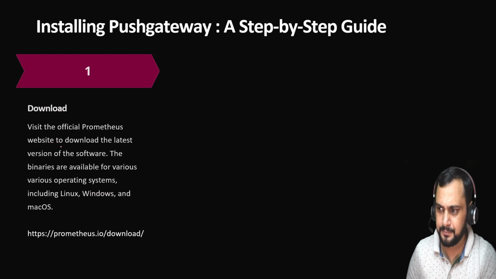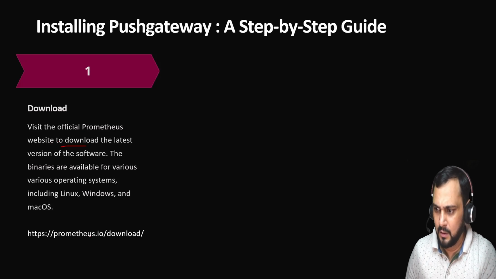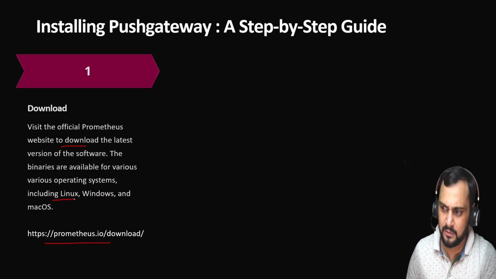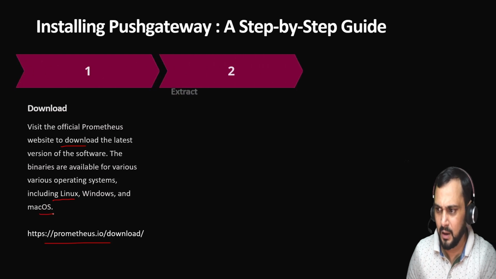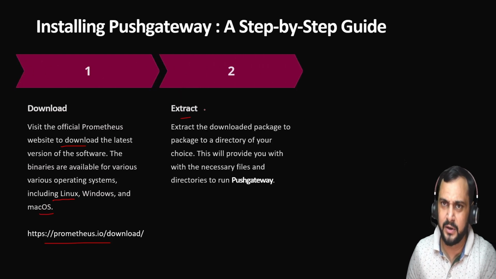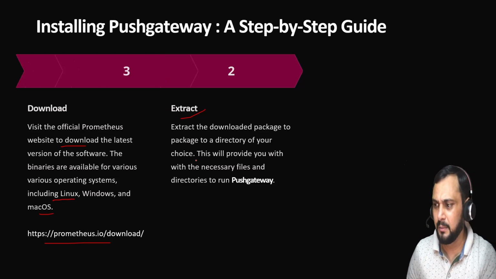Obviously, this is the URL. I will show you in a couple of minutes. This binary is available for Linux, Windows, and Mac OS. The second thing is that we will extract the package that we downloaded, then create the services and dedicated users, and then install the push gateway.